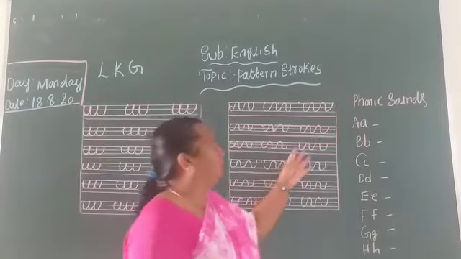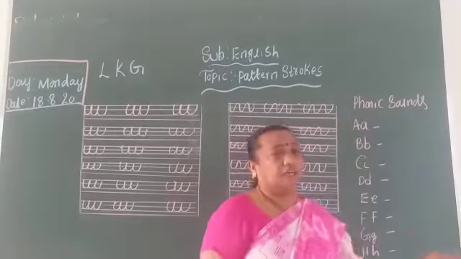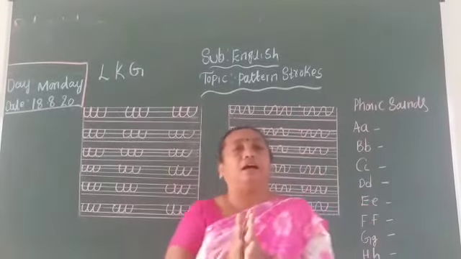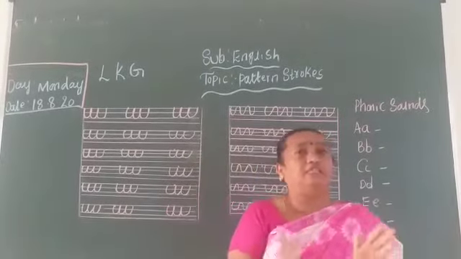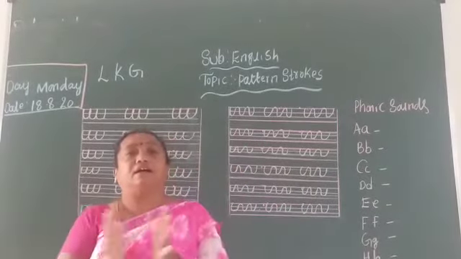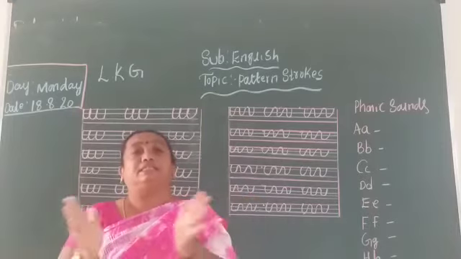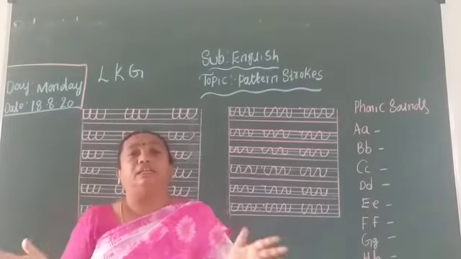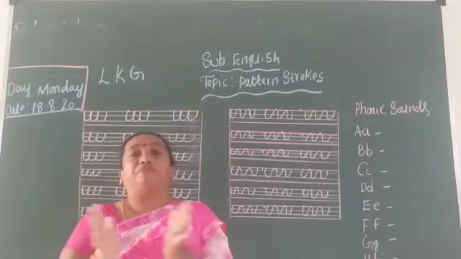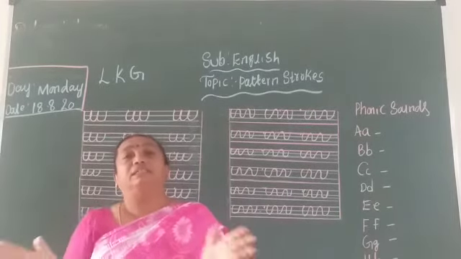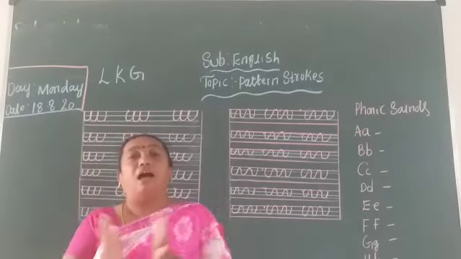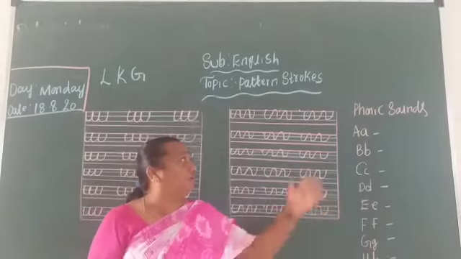Okay. Now I am going to teach you phonic sounds. Okay, children, stand up and say with me. What does A say? Ah, ah, ah. What does B say? Ba, ba, ba. What does C say? Ka, ka, ka. What does D say? Da, da, da. What does E say? Eh, eh, eh. What does F say? Fa, fa, fa. What does G say? Ga, ga, ga. What does H say? Ha, ha, ha. One more time, children, phonic sounds.